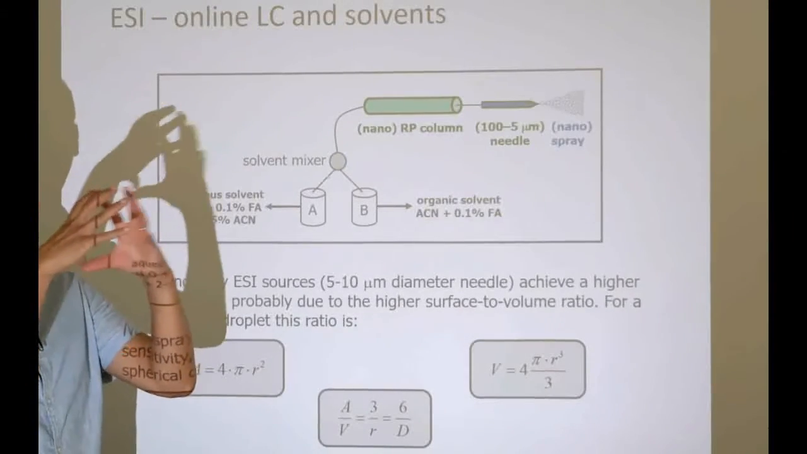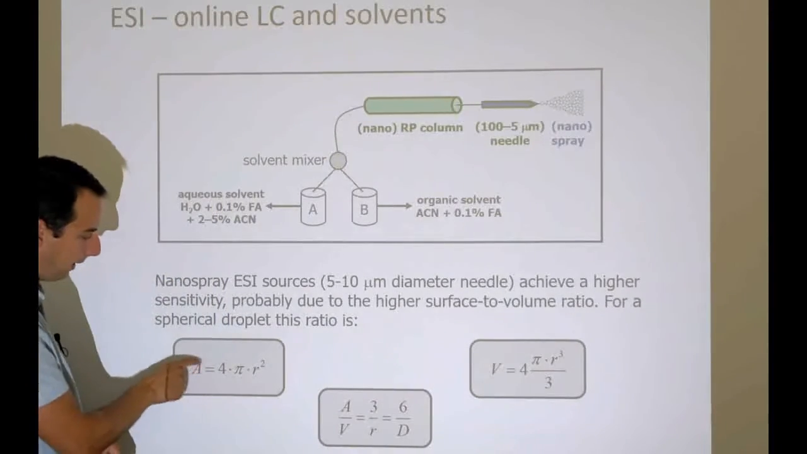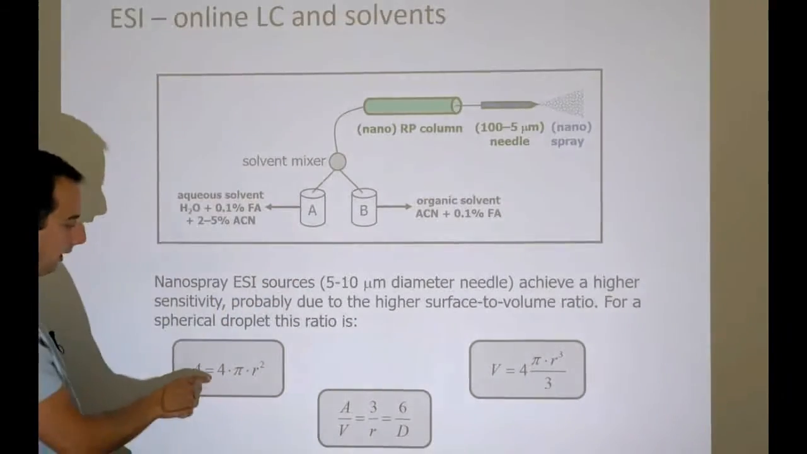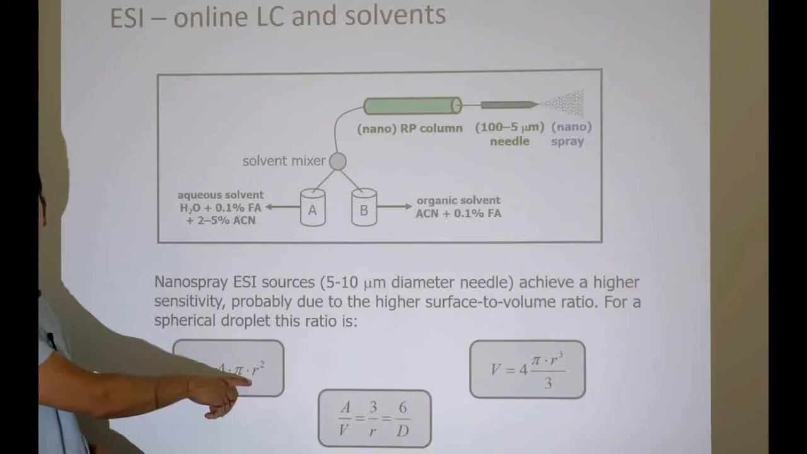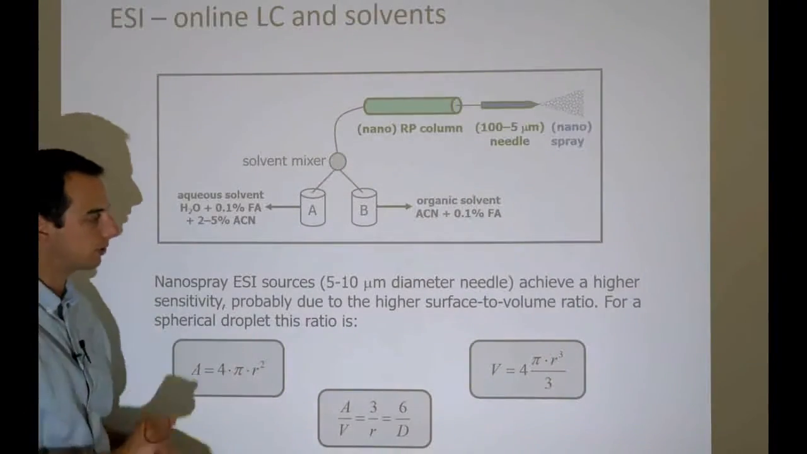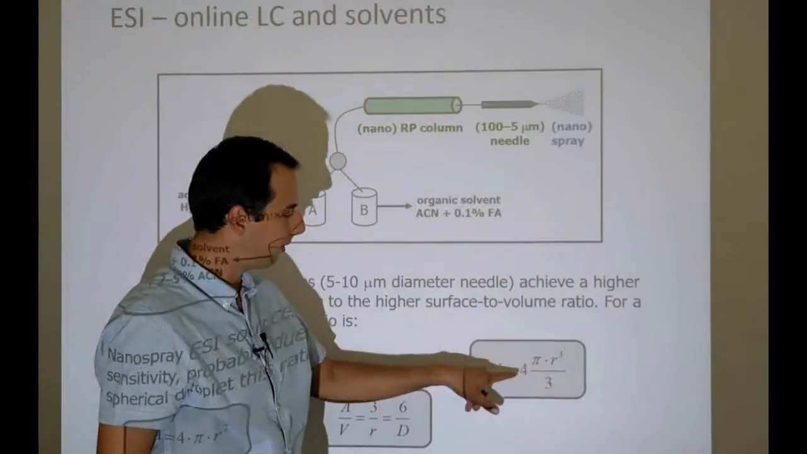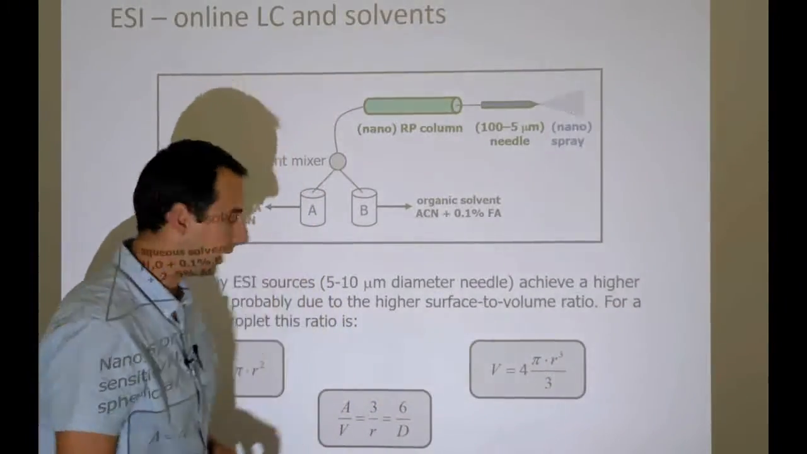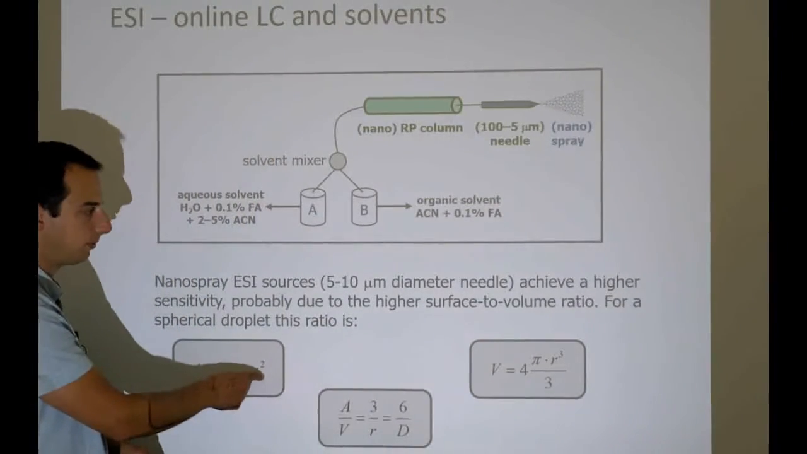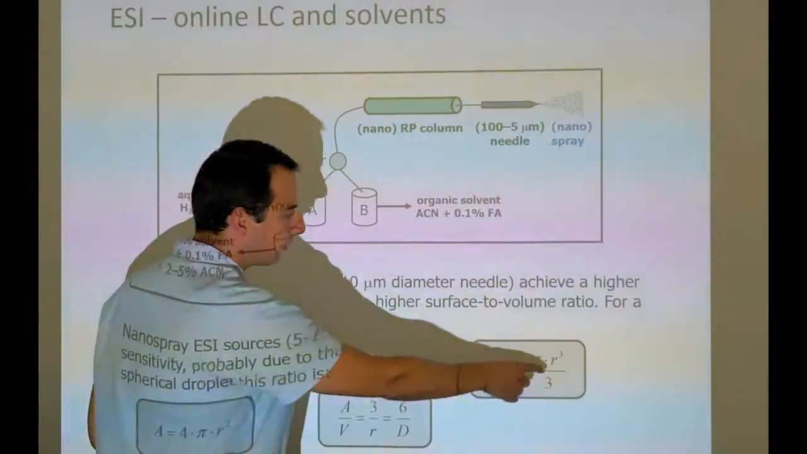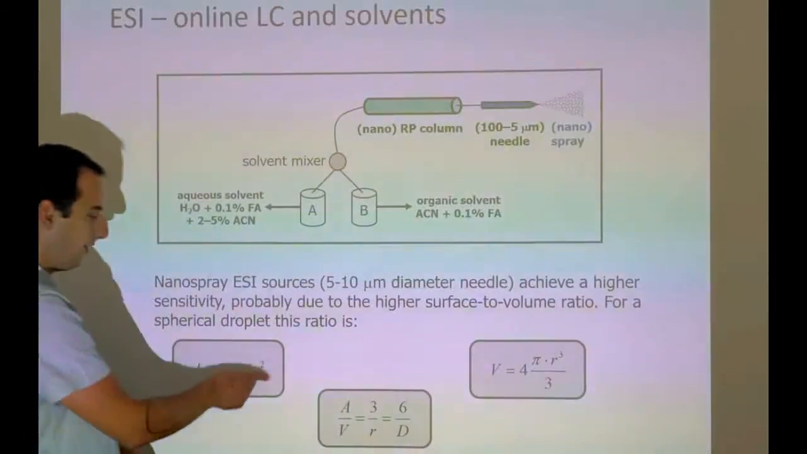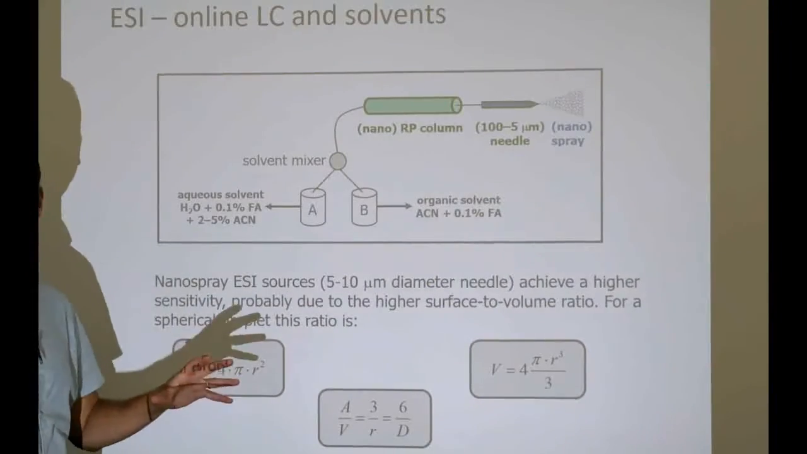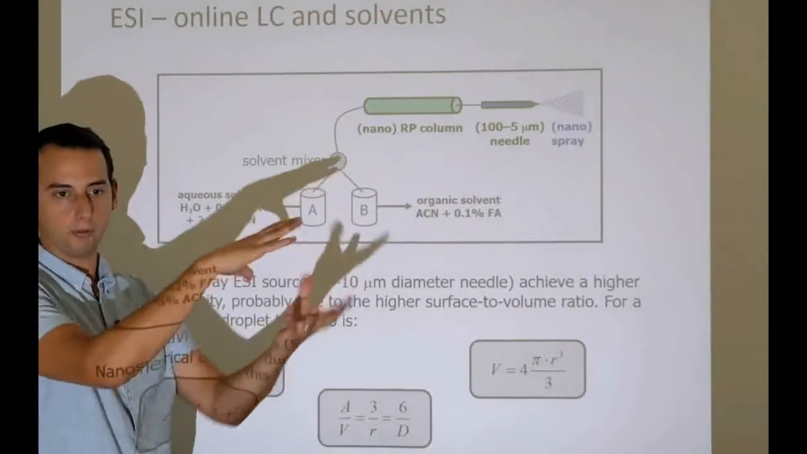A surface-to-volume ratio can be calculated conceptually. If you think of a droplet as a sphere, the area of a sphere, which is the outside of the sphere, the exposed surface, is 4 pi r squared. Okay, look it up in your mathematics textbooks. The volume is 4 pi r to the third divided by 3. So we have a square relationship and a cube relationship here. This is logical because of the area compared to the volume, okay?